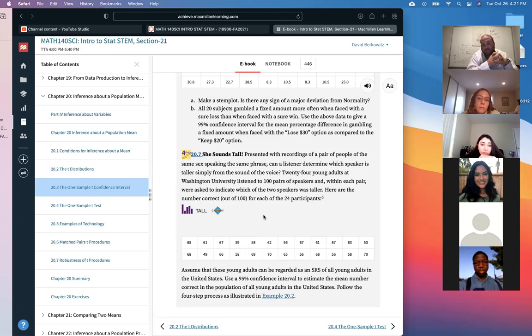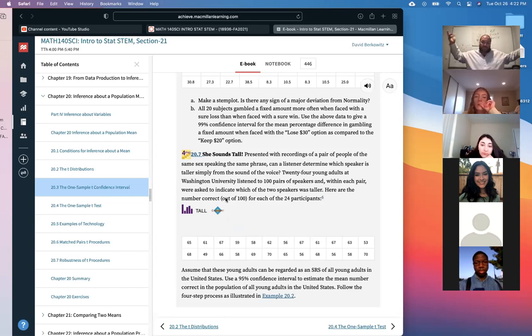Assume that these young adults can be regarded as an SRS. Use a 95% confidence interval to estimate the mean number correct in the population of all young adults in the United States. So what we have here is 24 pieces of data. We would like to calculate a 95% confidence interval for the true average of all young adults in the United States, even though our sample is just 24 of them from a specific university.